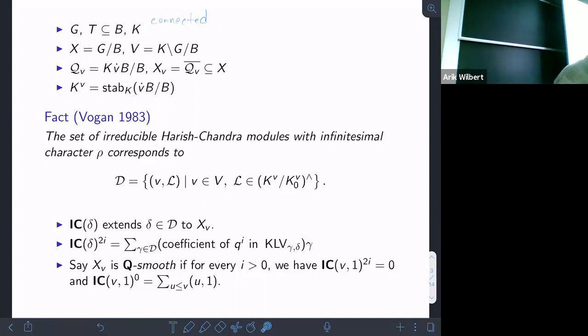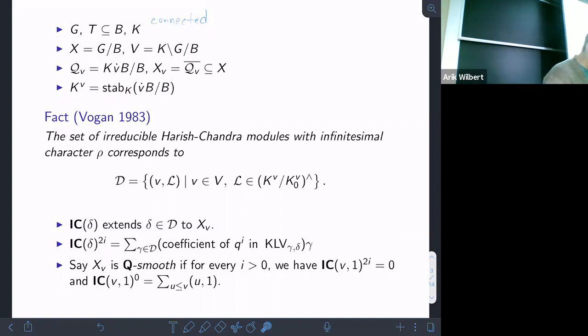So we have the flag variety G mod B, and I'm going to let 𝓑 be the K-orbits on G mod B, double cosets. So then each element of 𝓑 gives a K-orbit in the flag variety, and X sub b is the closure in the flag variety of the K-orbit. Also some notation, let K sub b be the stabilizer of a base point.